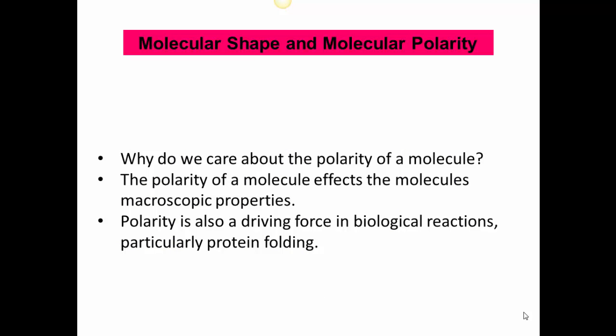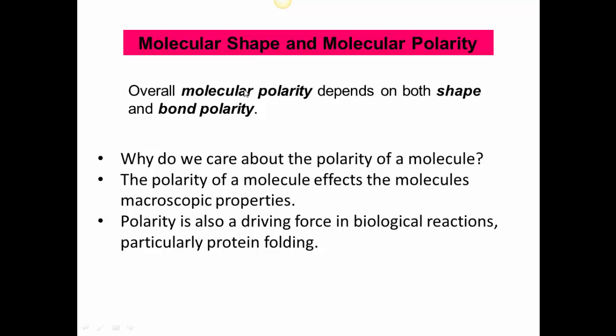Now that we've talked about shape, we need to talk about the importance of molecular polarity. So overall molecular polarity depends on the shape and the bond polarity. So you might be wondering, why do we care about the polarity of the molecule? Well, the polarity of a molecule affects the molecule's macroscopic properties. So what we mean by that is it's not just that we have this dipole moment on this really small scale, it's also that polarity is the driving force behind biological reactions, such as protein folding, and other macroscopic properties.